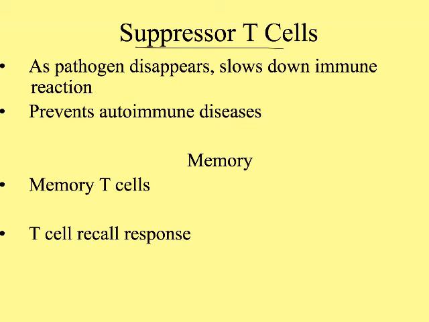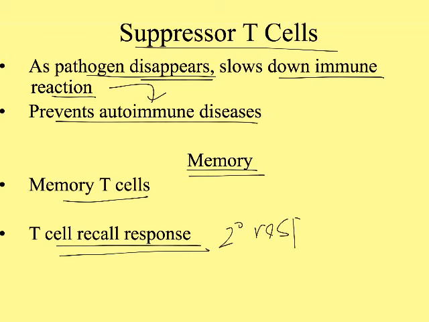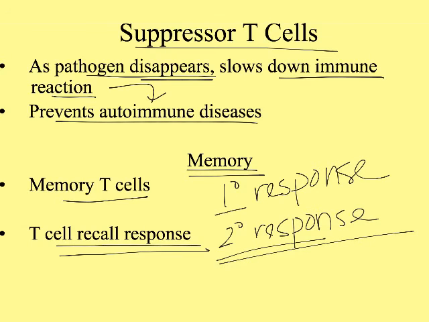Now suppressor T cells, and I mentioned this before, as the pathogen numbers go down, the suppressor T cells slow down their immune response. They are there to help prevent autoimmune disease, so we don't have an overactive immune system that starts attacking things that it shouldn't. Memory T cells are going to remember, so that we can recall quickly and mount a faster secondary response. The first time you're exposed to something, it's a primary response. The second time you're exposed, it's a secondary response.